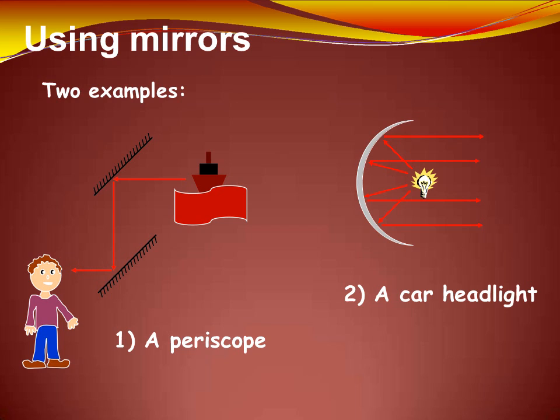Then we have a car headlight. It also uses a mirror. Mostly the mirrors in a car are curved. And normal mirrors we can see in our surroundings, like in a barber shop or in our dressing room.